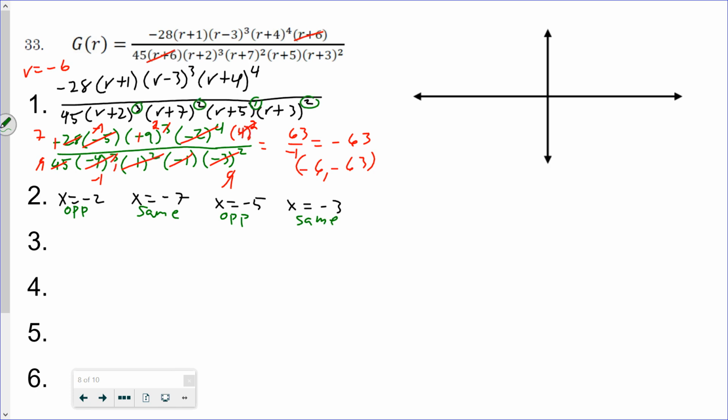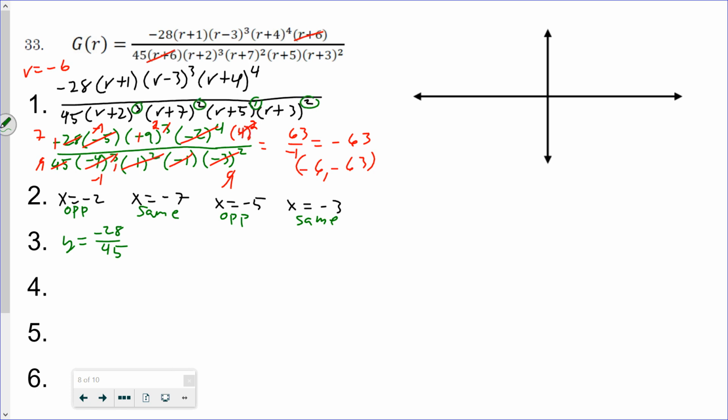All right. So after that, I want to figure out what my horizontal asymptote is going to be. So the degree at the top is 8 after we cancel stuff out. On the bottom, it's also 8. So that means my exponents are the same on top and bottom, so I divide the leading coefficients and I get negative 28 over 45, which is a little more than negative 1/2.